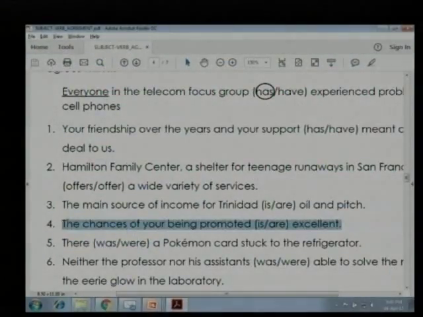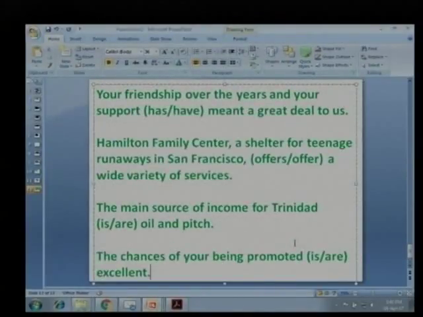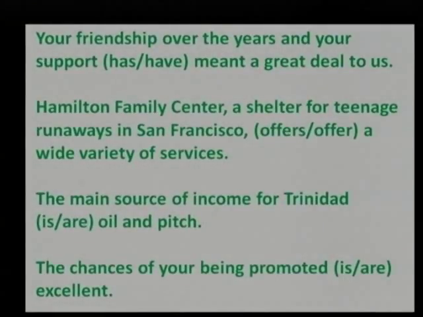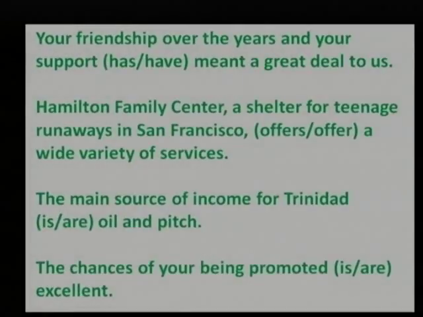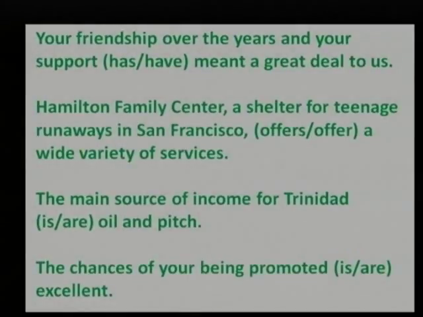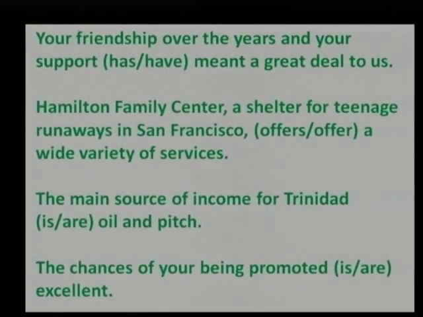One last question. Now I will solve these questions, but I also want you to pay attention and find out what's the answer. Alright, question number 1. Your friendship over the years and your support has or have meant a great deal to us. Question number 2. Hamilton Family Center, a shelter for teenage runaways in San Francisco, offers or offer a wide variety of services. Question 3. The main source of income for Trinidad is or are oil and pitch. Number 4. The chances of your being promoted is or are excellent. Okay, these are 4 questions.